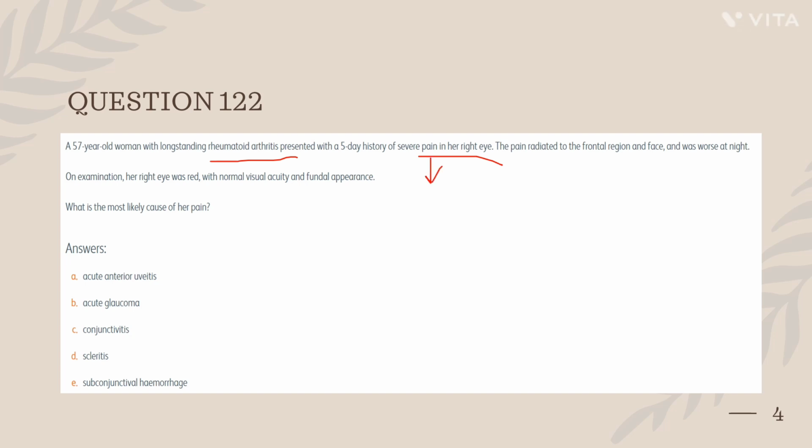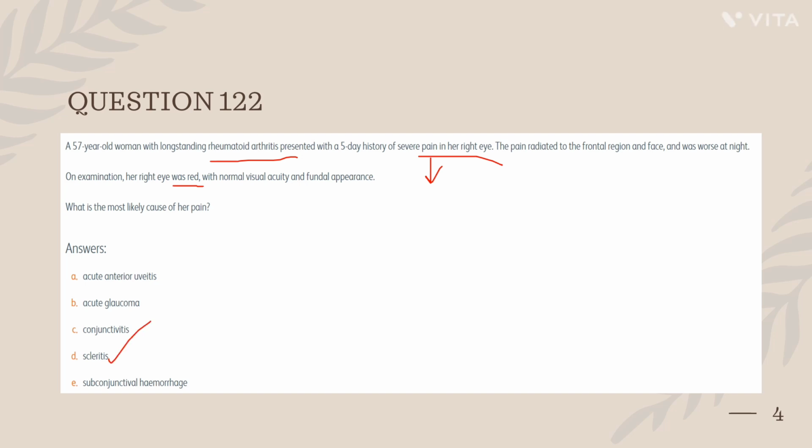The pain radiated to the frontal region, face, and was worse at night. On examination, her right eye was red with normal visual acuity and fundal appearance. What is the most likely cause of her pain? Options: acute anterior uveitis, acute glaucoma, conjunctivitis, scleritis, subconjunctival hemorrhage. So usually associated things are episcleritis and scleritis. Episcleritis is less painful, usually does not have pain. Scleritis is highly painful and can present with a red eye.